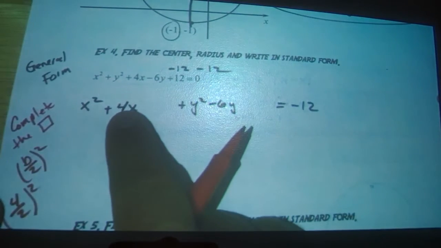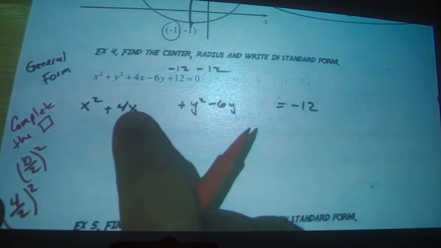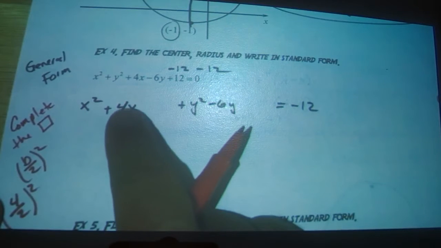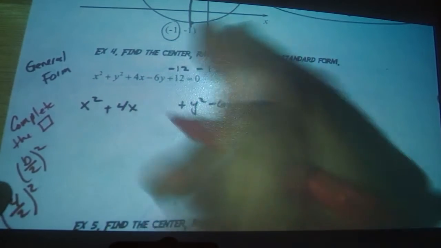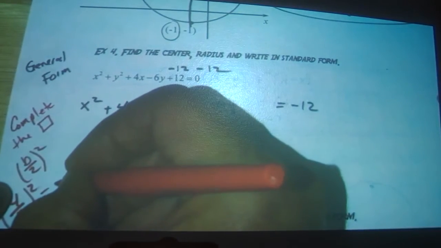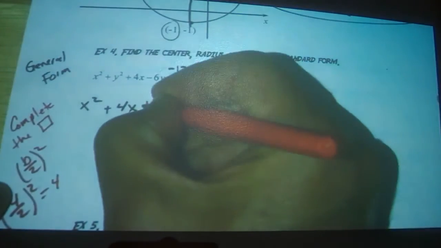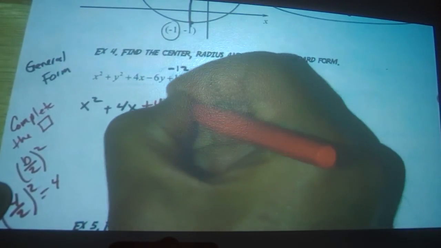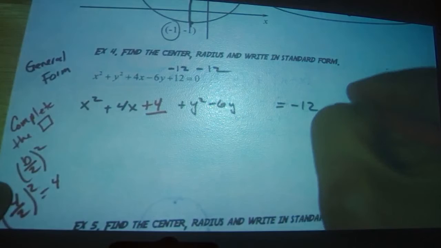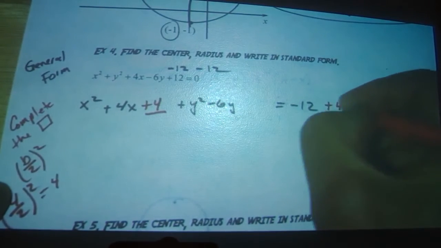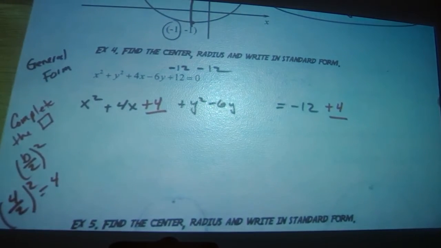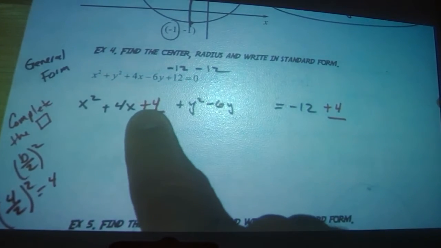We take the linear term, the term with just an x value. We divide that 4, the coefficient, by 2 and square it. 4 divided by 2 is 2, and 2 squared is 4. If I add it to one side, it's not equal anymore unless I add it to the other side. Now it's equal. Any questions on where I got the 4 from?